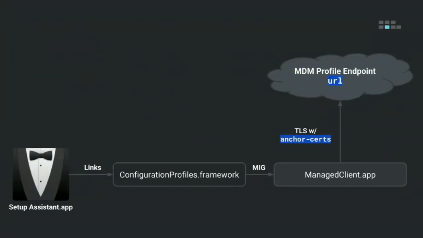So let's go back to the architecture. At this point, Managed Client is ready to talk to MDM, and it says, well, this is who I am, and what is my configuration profile, which the MDM vendor can now provide in response. Now, in this case, TLS is used, and the anchor certs will be used to pin. So we consider this step as being secure.